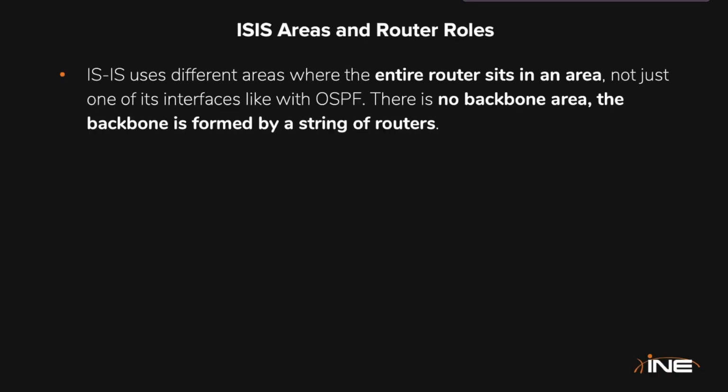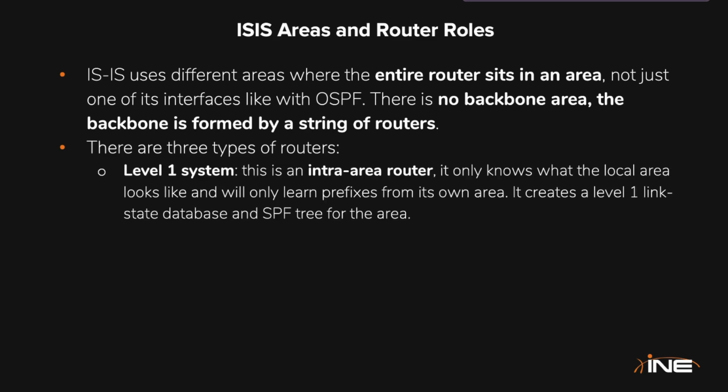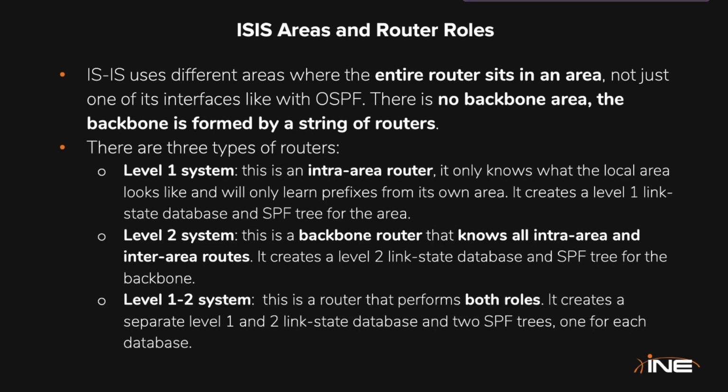Coming back to router roles, like we discussed earlier, all interfaces of a router belong to an area. So the entire router belongs to an area. It's not an interface. There's no backbone area concept. Every router could be a backbone router. Basically, consecutive routers running level 2 domain would be called backbone routers. Again, like I discussed earlier, there are 3 types of routers. We have level 1 router, we have level 2, and then we have level 1, level 2. By default, all routers are level 1, level 2 routers.